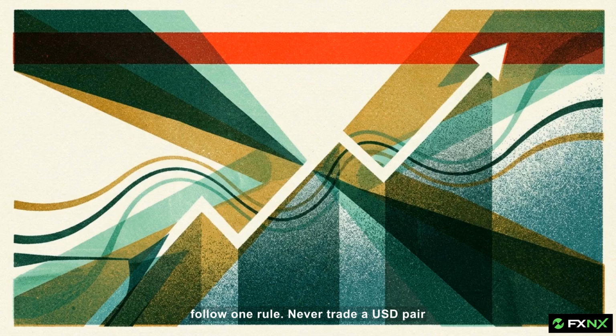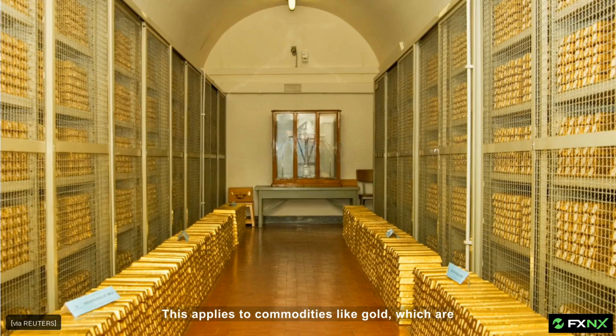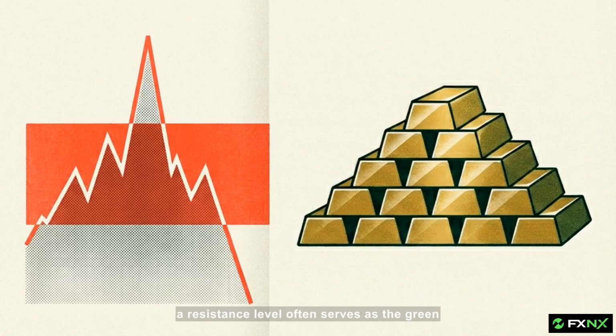Never trade a USD pair without first verifying the index's location at a major support or resistance zone. This applies to commodities like gold, which are inherently priced in dollars. A DXY rejection at a resistance level often serves as the green light for a long position on XAUUSD.